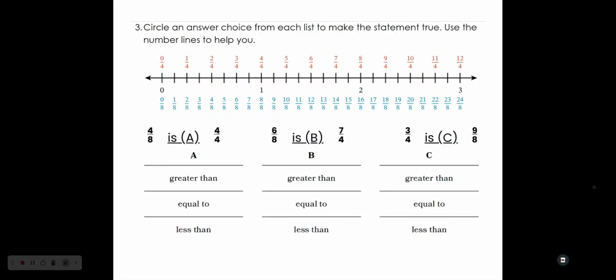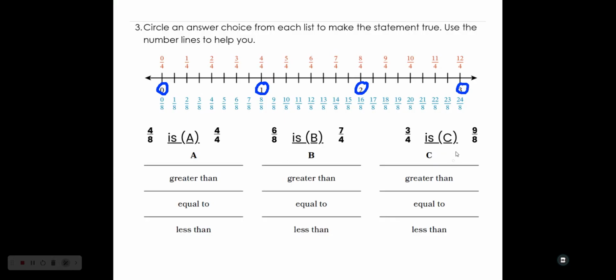Question 3. Circle an answer choice from the list to make the statement true. Use the number lines to help you. So they've given me a number line here, and I see my whole numbers right here. And so I remember, I'm just going to circle them that these are one whole, right? One whole, two wholes, and three wholes.